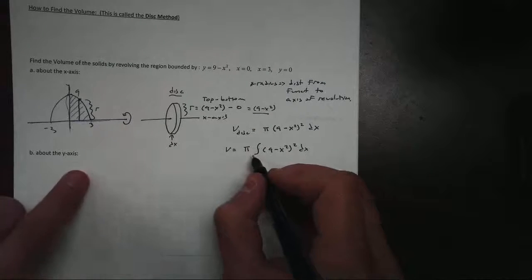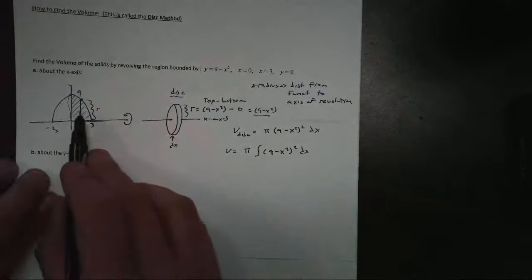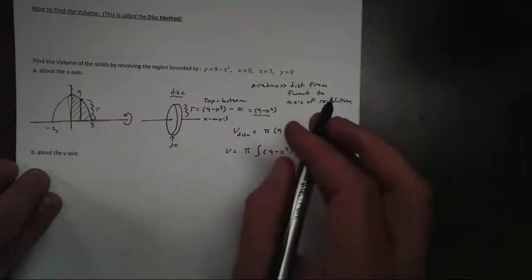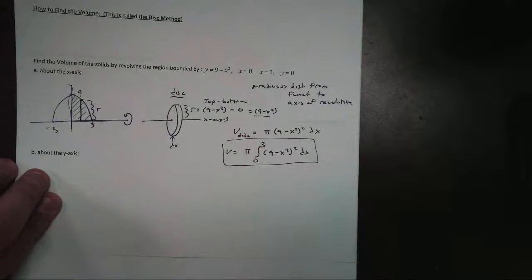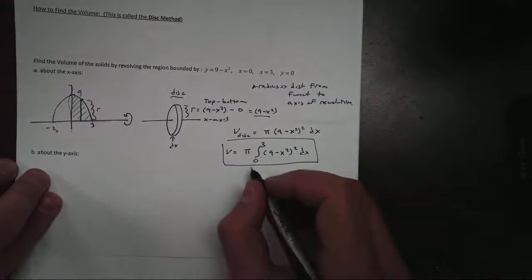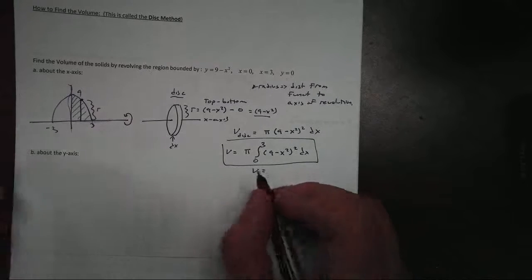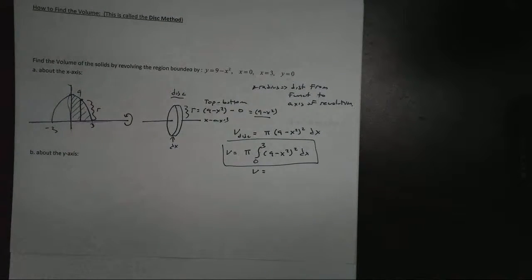And we're going to integrate that from, and remember, we're vertical, so we can go from starting at 0, going all the way to 3. And that will give you your volume. Very easy to do. So let's calculate this on our calculator to see what we get here.